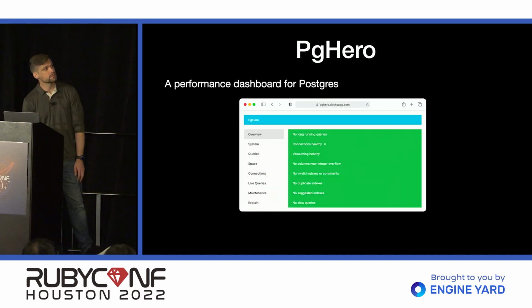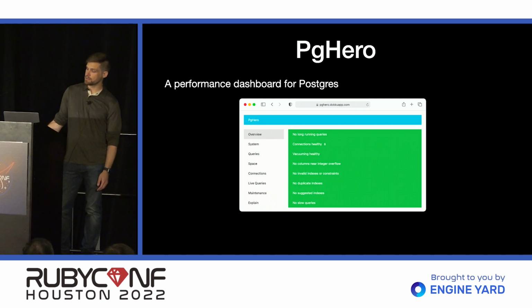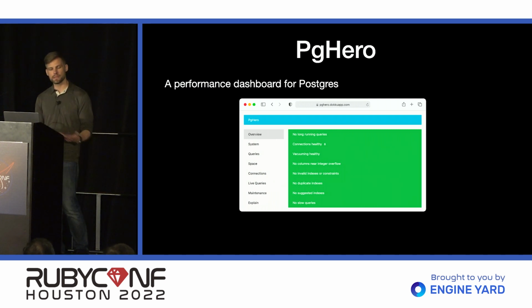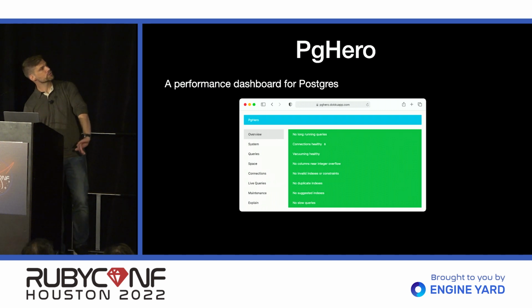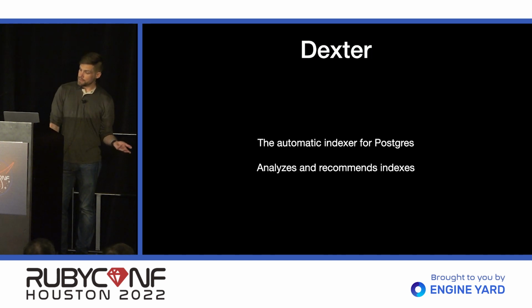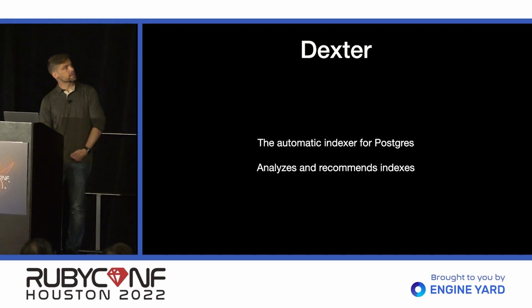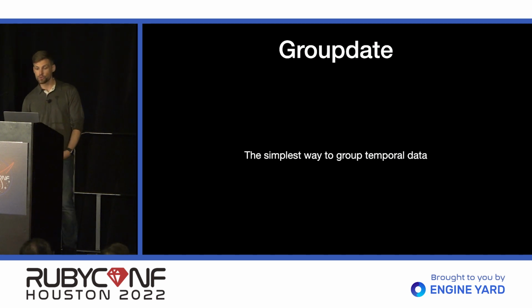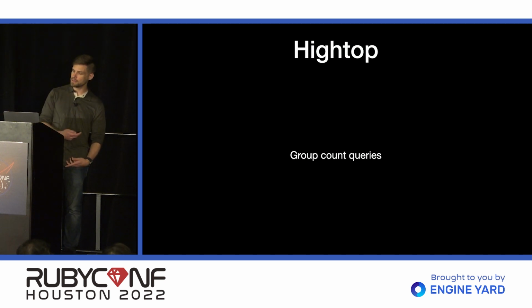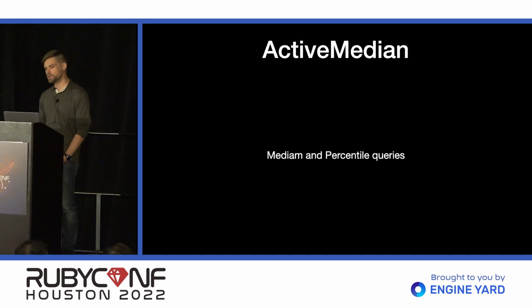So PgHero is something that I have found recently. It's based off of a blog post written by Heroku and PG Extras queries, but it gives you a nice visualization and a dashboard to see common Postgres issues. There's also Dexter, which is automatic indexing for Postgres. It'll suggest indexes that you don't have by analyzing your slow queries. Groupdate for grouping temporal data, Hightop for group counts, ActiveMedian for median and percentile queries.